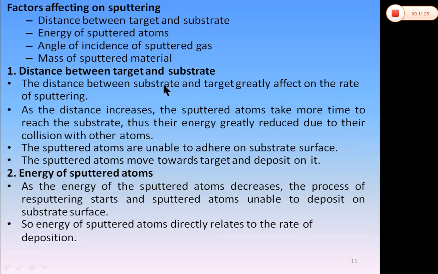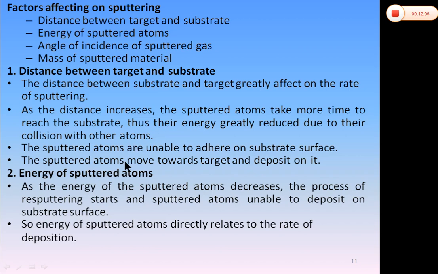It has a great effect. As the distance increases, the sputtered atoms take more time to reach the substrate. Thus, their energy is greatly reduced due to their collision with other atoms. The sputtered atoms are then unable to adhere to the substrate surface. The sputtered atoms move back towards the target and deposit on it. There should be a suitable distance between substrate and target material, so that we can perform sputtering with better results.